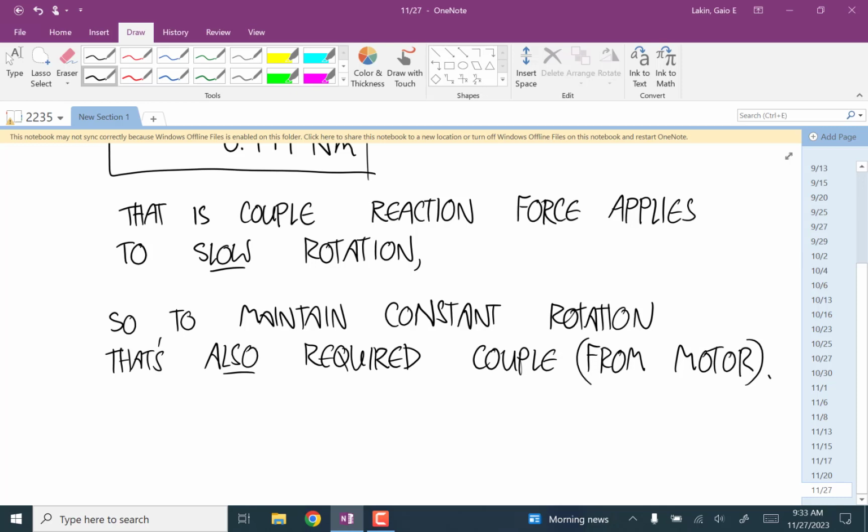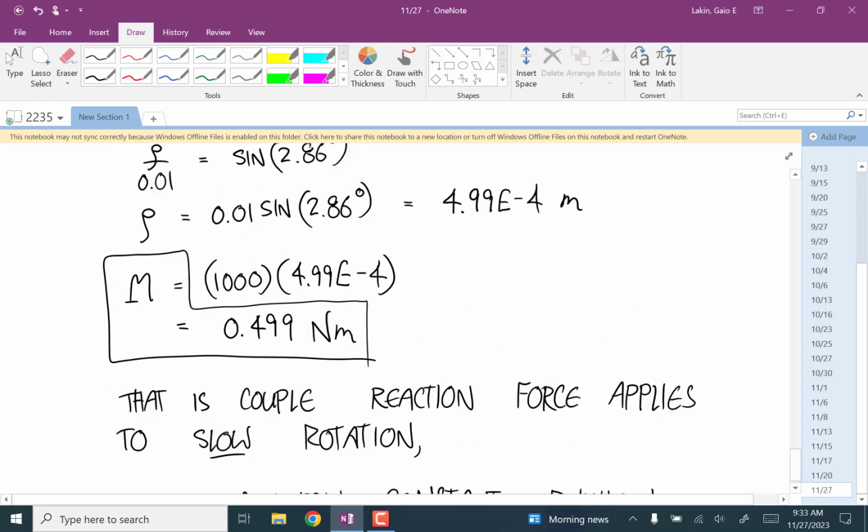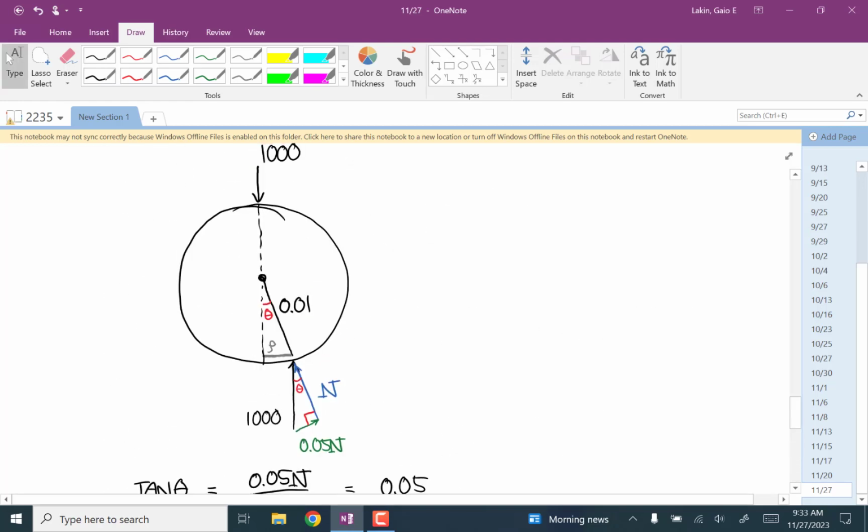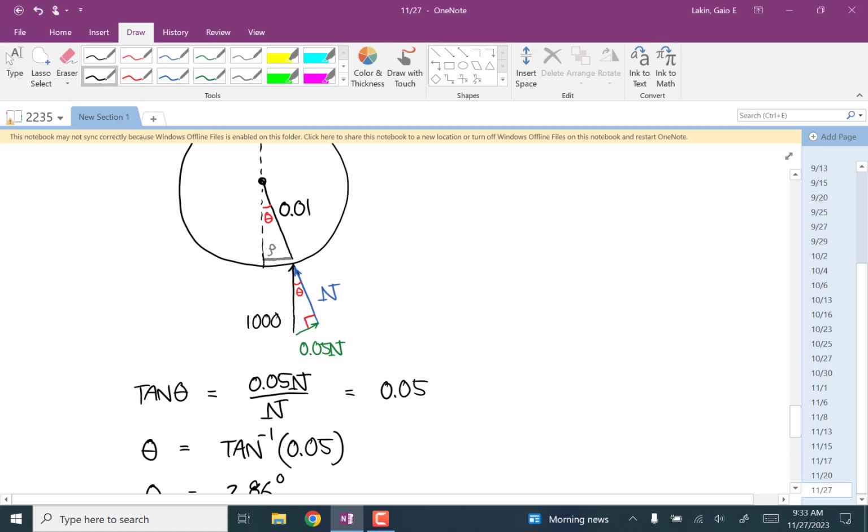So, I know if you're making a simple little robotic vehicle, you probably have a motor in each axle, so each one has to apply that. So the more efficient it is, the smaller rho will be. Yes, exactly. The more efficient it is, the smaller that angle will be and the smaller rho will be.